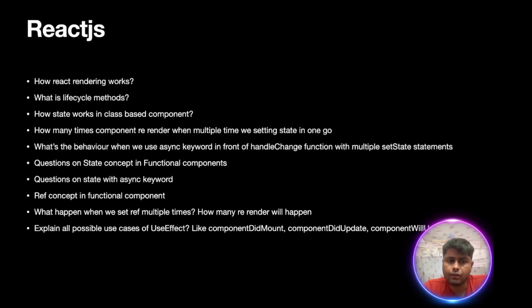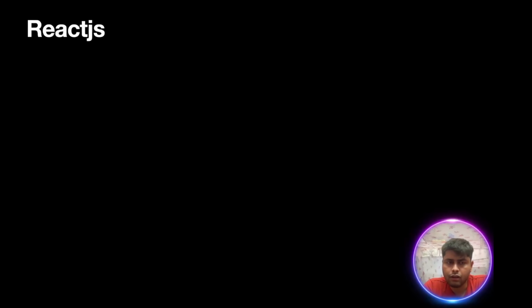Then he asked me to explain all possible use cases of useEffect. We know that useEffect can work with the cleanup method as well, as a component update method, and as componentDidMount as well. So he asked me all the use cases of how you can use useEffect to implement all the lifecycle methods. Then he asked me what happens when we omit the dependency array from useEffect. So basically you know that the useEffect callback will rerun every time the functional component re-renders.